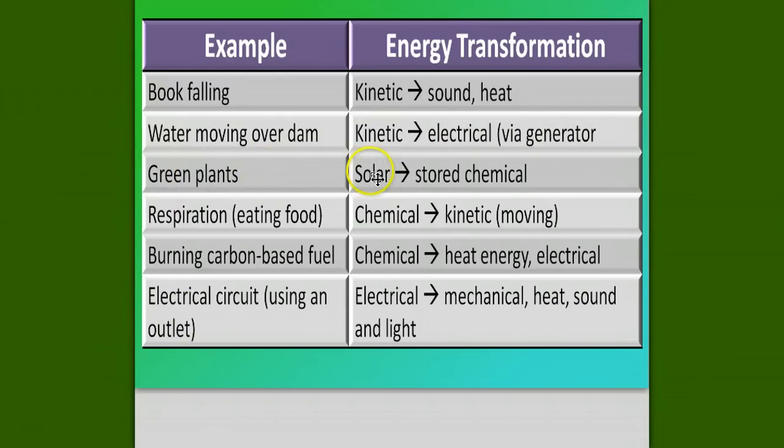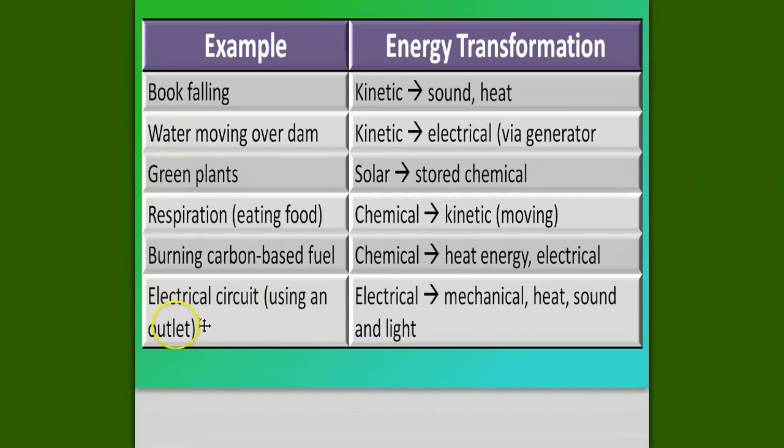Green plants is solar energy changing into stored chemical energy. When you see this arrow in the energy unit, it means changing into or energy transformation. Respiration, whenever we eat food or plants eat food, it's chemical energy changing to kinetic moving energy. Burning carbon-based fuels. Anytime you say burning a fuel, gasoline, any of that is chemical energy changing into heat energy and electrical energy.